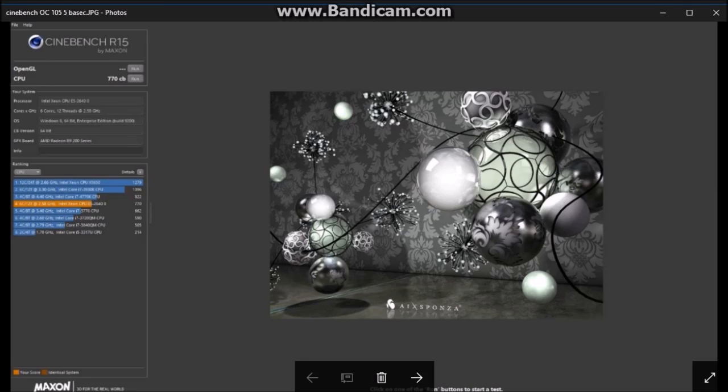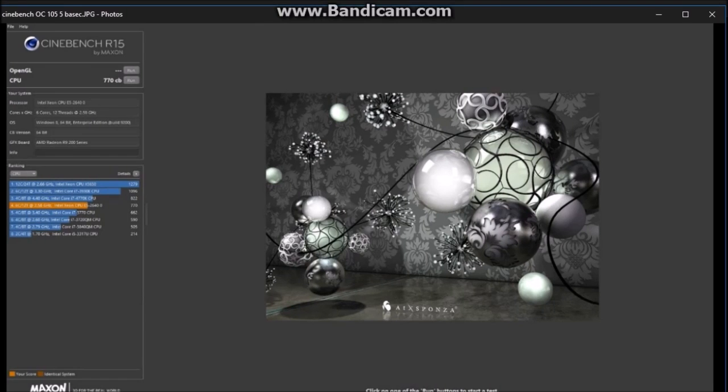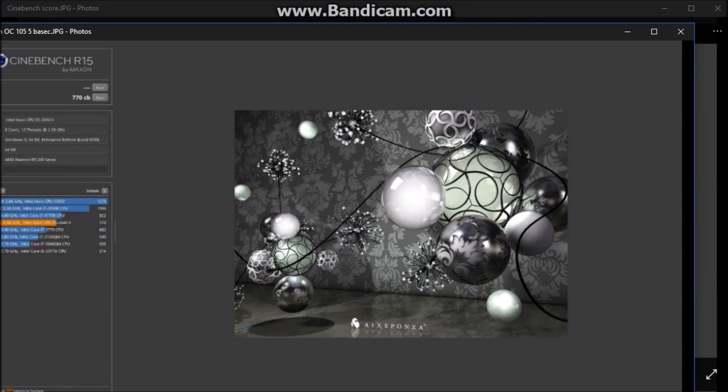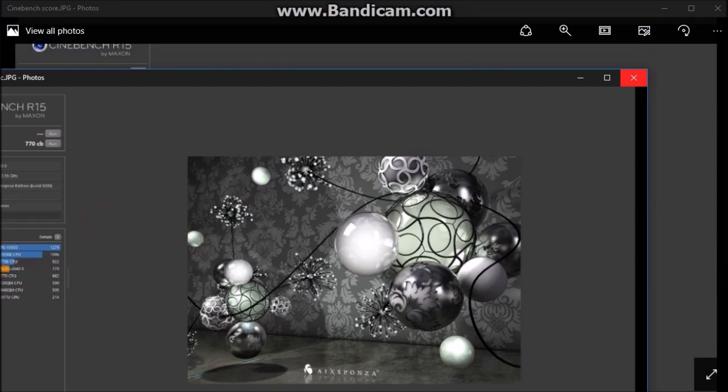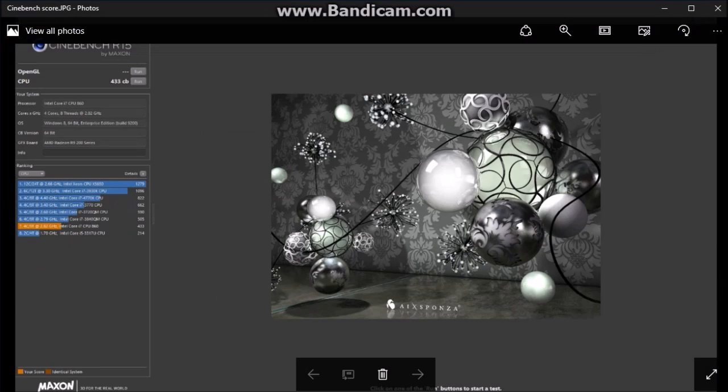Also, if we just move this away, we can see the result from my previous Core i7-860, which only scored 433. You see that? Core i7-860 only scored around 433 in the same test. So it's an improvement over the 860, almost twice as much, you could say.